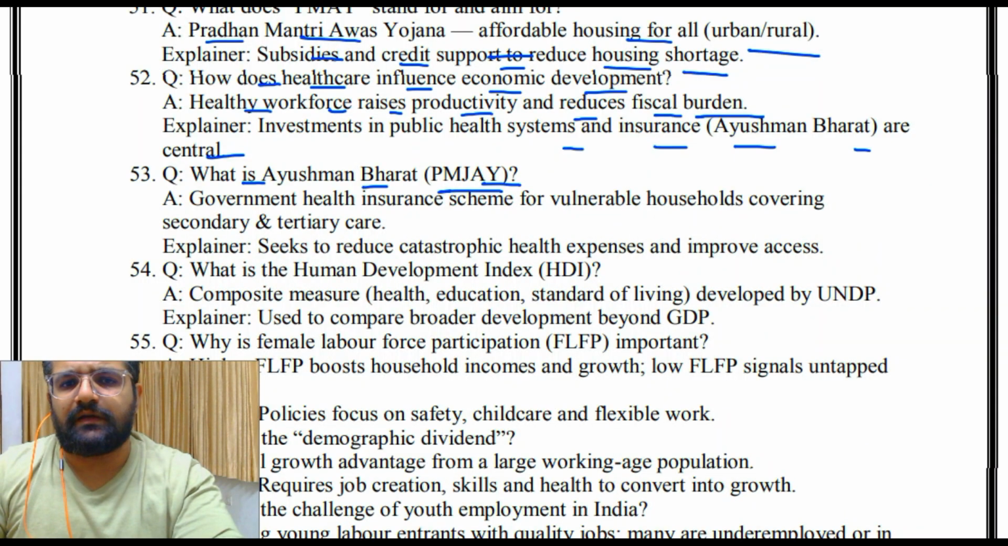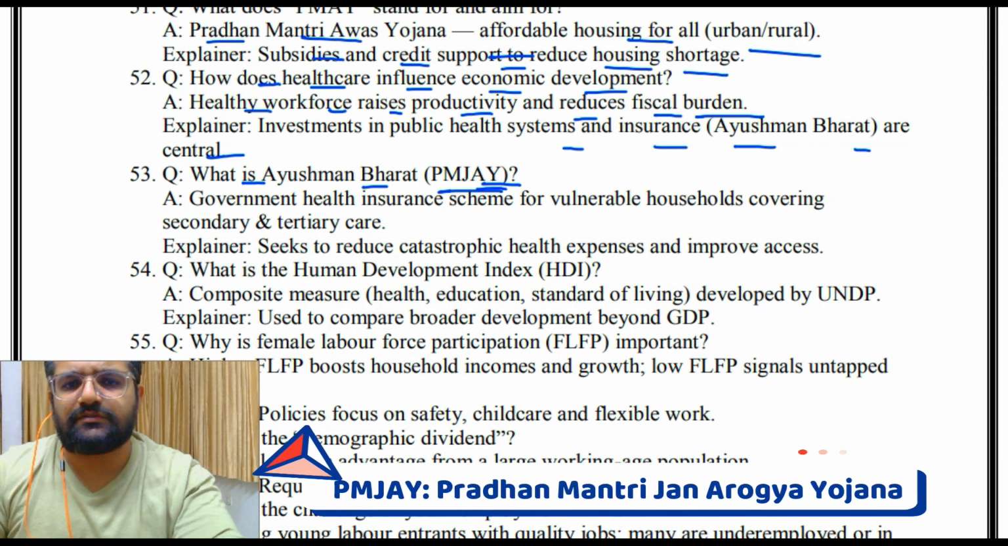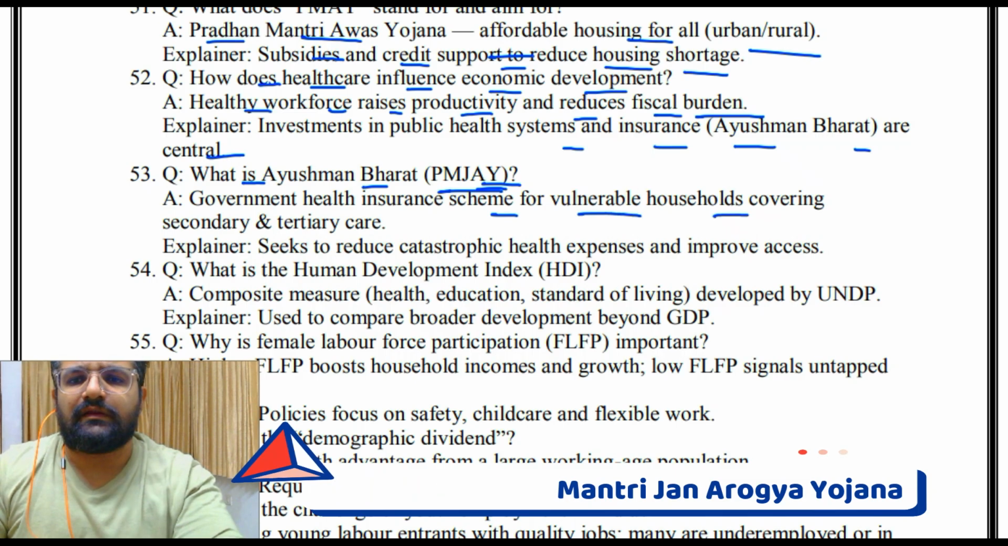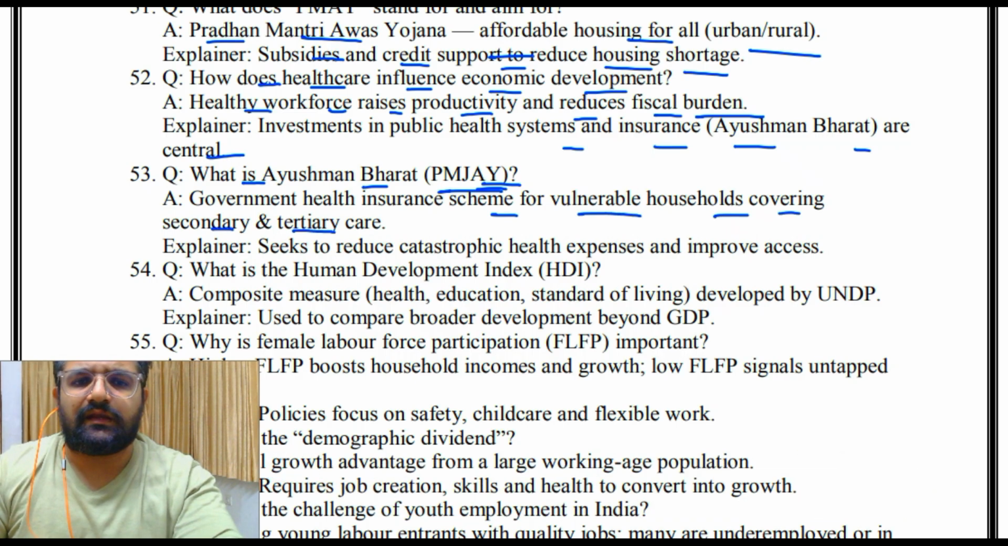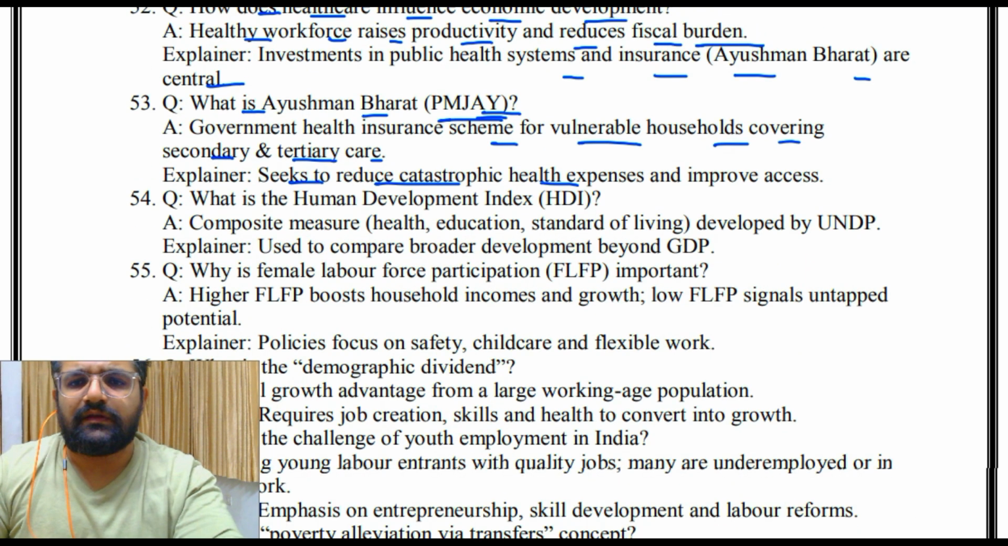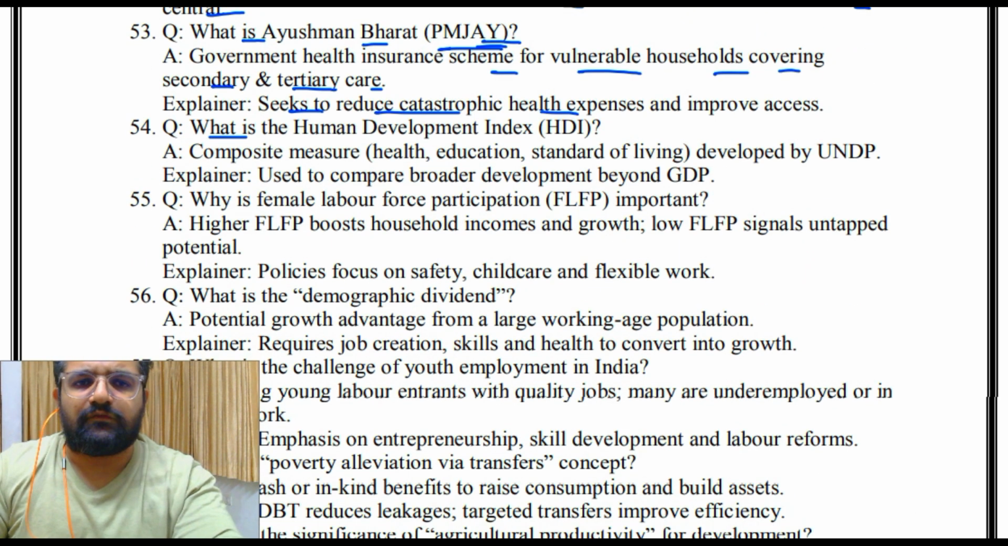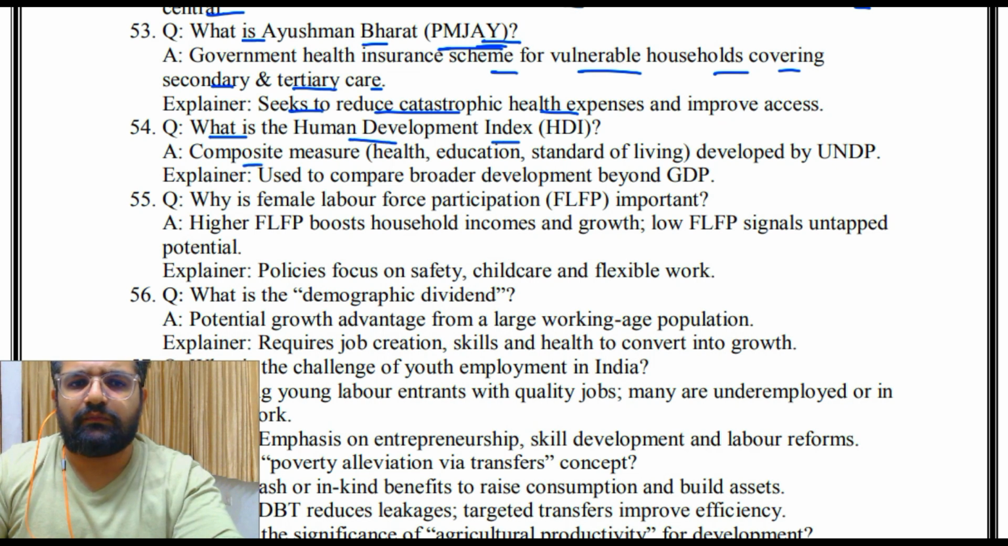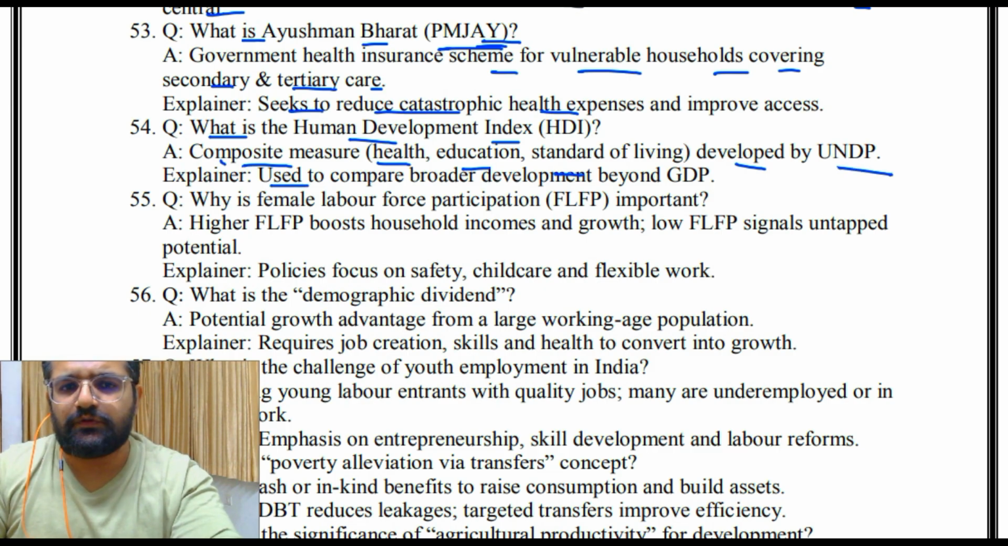What is Ayushman Bharat? PMJAY, that is government health insurance scheme for vulnerable households covering secondary and tertiary care, seeks to reduce catastrophic health expenses and improve access. Then what is Human Development Index? HDI composite measures health, education, standard of living, developed by UNDP, used to compare broader development beyond GDP.